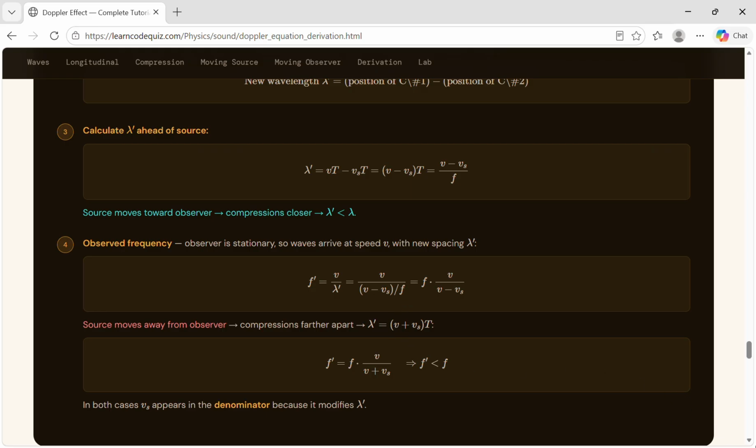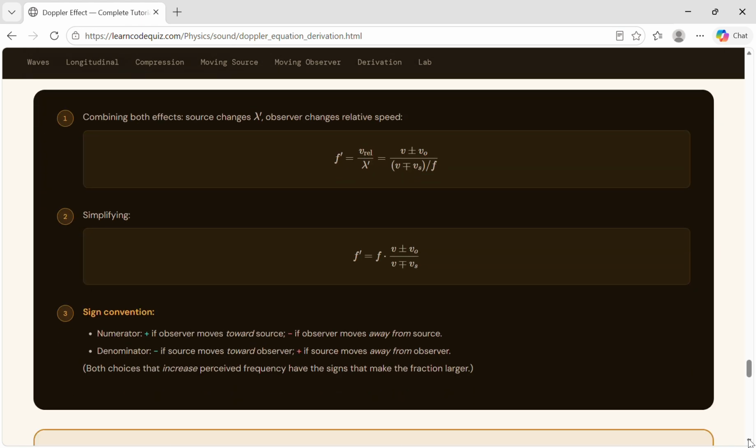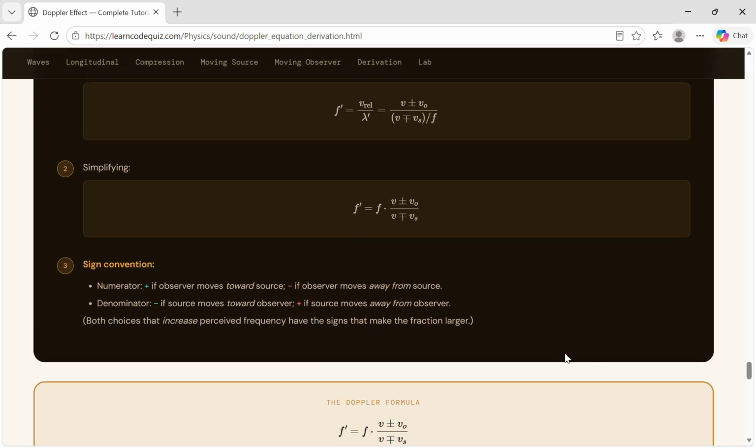Once you understand these things, you can come up with the final equation, which is f dash is equal to f (v plus minus v naught) divided by (v minus plus vs).